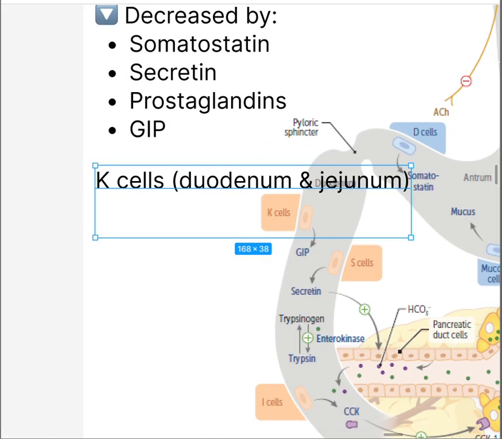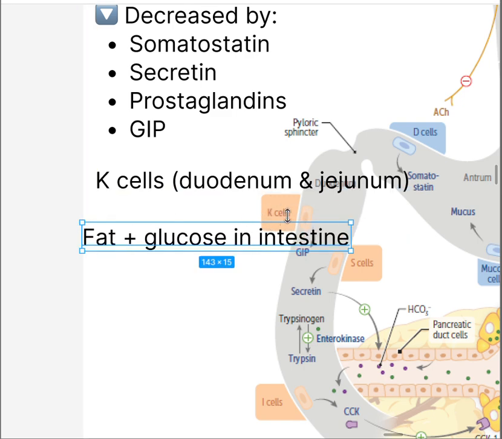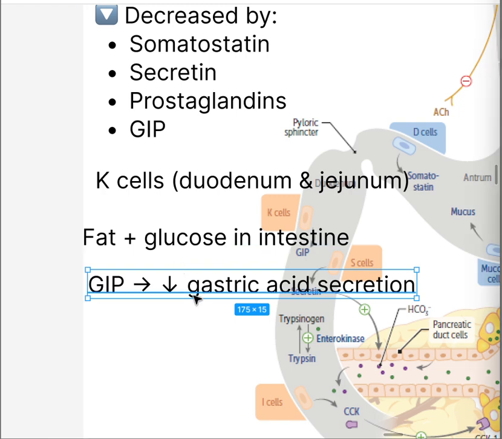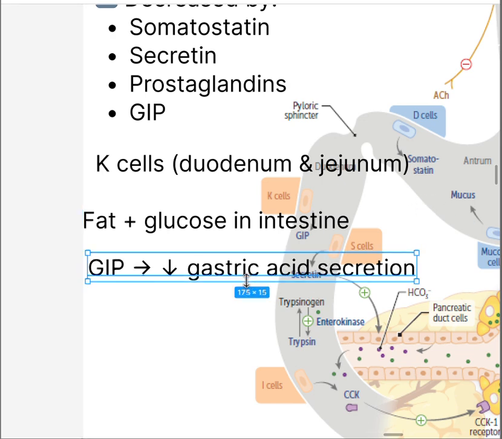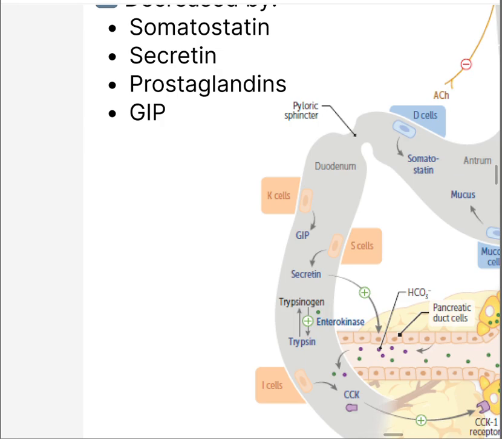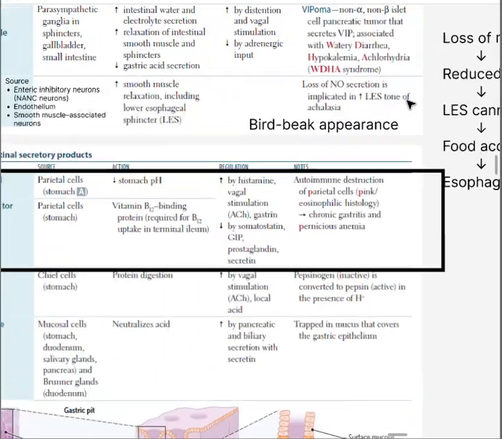And when is this triggered? Whenever you have fat and glucose in the intestine, the K cells are triggered to produce GIP. And what this GIP does is it decreases gastric acid secretion. If food, especially fat, is already in the intestine, it slows the stomach down. Why? So the fat can readily be absorbed. It can be broken down and digestion can happen because fat needs some more time to be digested. So this is all the regulation of the parietal cells secreting the gastric acid.